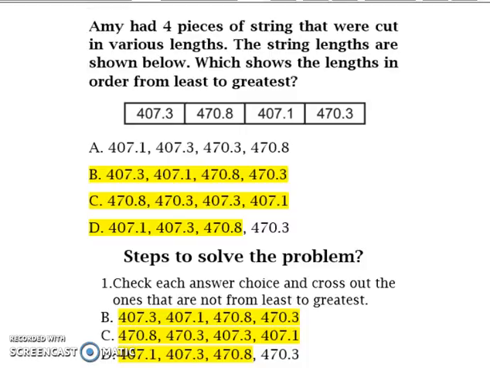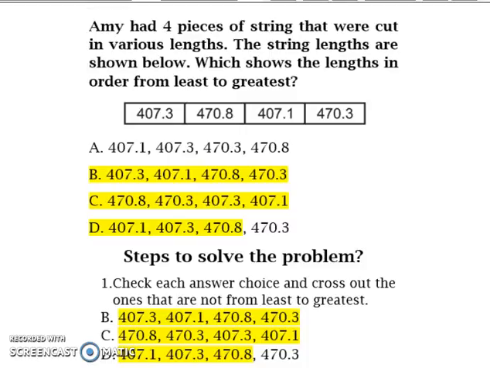B, we start off with 407.3, and then it goes to 407.1. Well, we know that that is not going from the smallest number to the largest number because 407.3 is larger than 407.1. So that's a no for that answer choice.